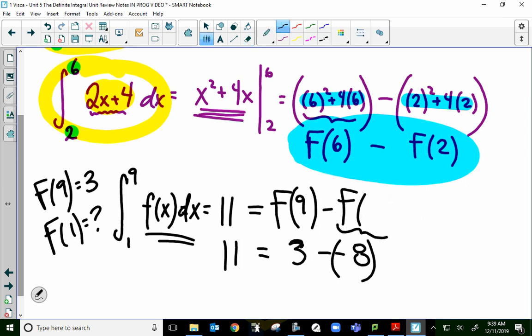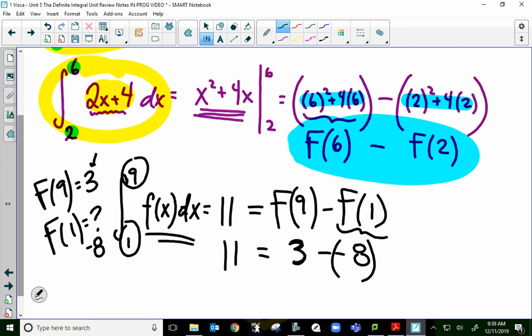The 3 was here. F of 1. I'm so sorry. Here are my bounds. I was just thinking about this thing. So F of 1 is negative 8. So you don't even have to know the equation. If you have 2 of these 3 pieces of information, you can do this.